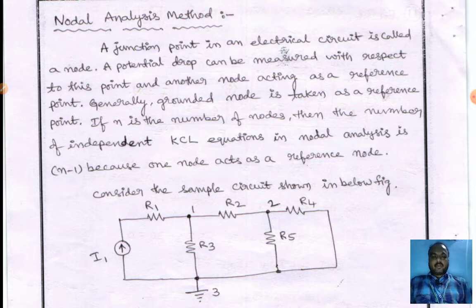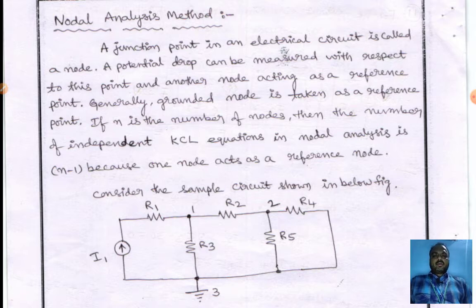See what is meant by a node. A junction point in an electrical circuit is called a node. Node analysis is used to measure the voltage drop across any element in the circuit, either it may be a resistor, inductor, or capacitor. So we can also measure the voltage drop across a combination of R, L, C also.